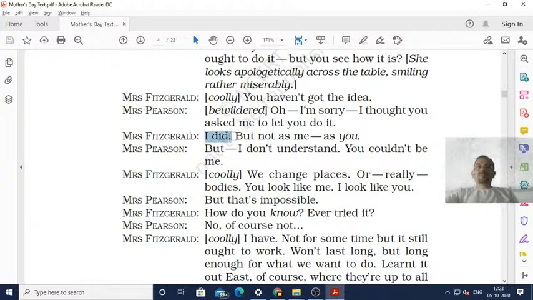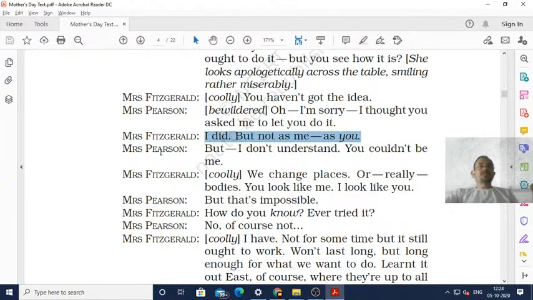Mrs. Fitzgerald said, I shall do it, of course, but I shall not physically come to your house and do that. You shall do it on behalf of me. That is why she said, but not as me, as you. Okay, you shall do it on behalf of me. Let's see, dear students, how Mrs. Pearson can become Mrs. Fitzgerald.